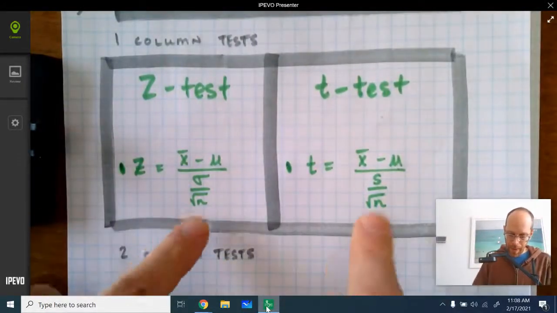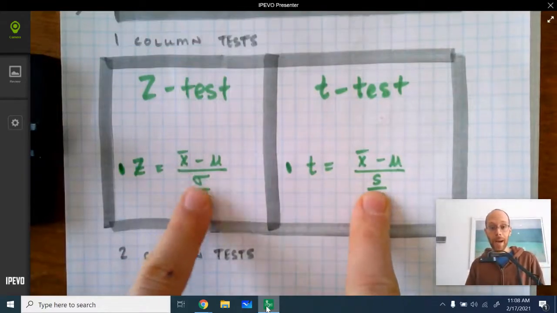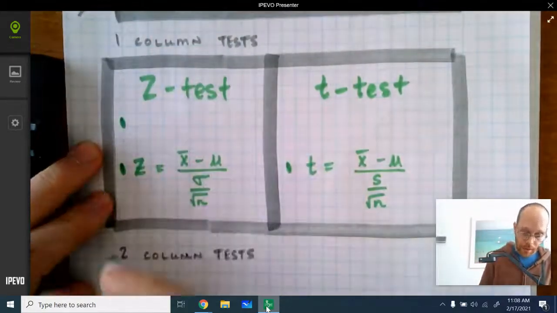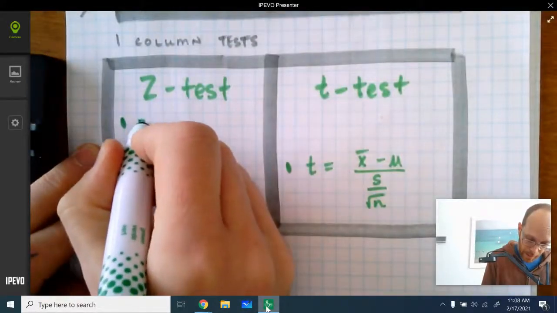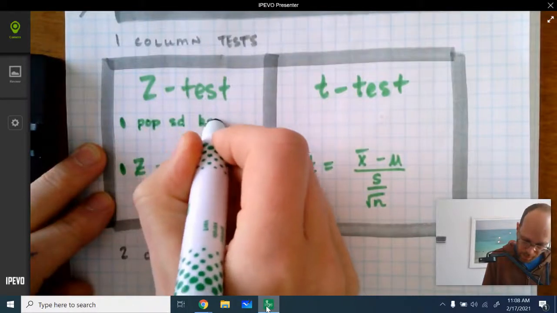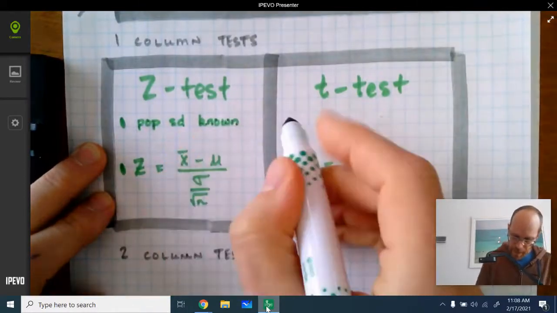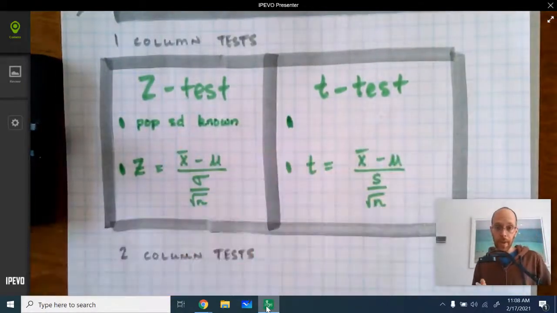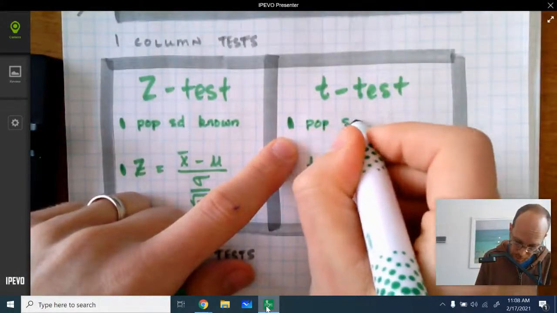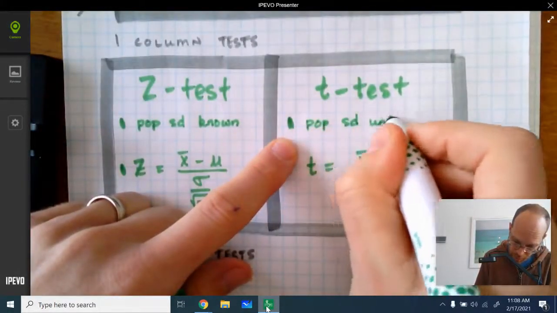It is determined by whether or not you have the population's standard deviation. Okay, so you're going to use this when the population standard deviation is known, and you're going to use this when the population standard deviation is unknown.